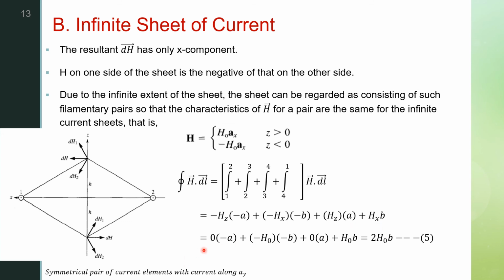So let's substitute values for this. That is equal to minus Hz, that is equal to 0, into minus a, plus minus H0 into minus b, plus Hz 0 into a, plus H0 into b. That is equal to 2H0b. Here the z components are equal and opposite and they cancel each other. So by evaluating the integral, we got closed integral H dot dl is equal to 2H0b, where b is the length along the x direction.